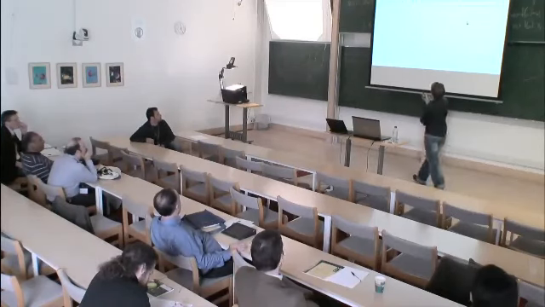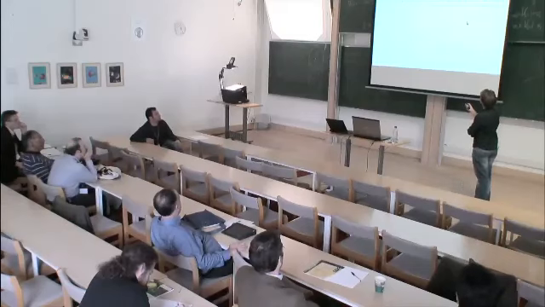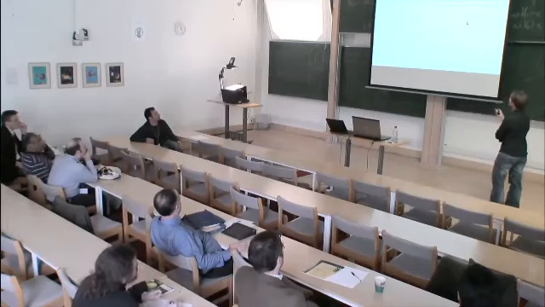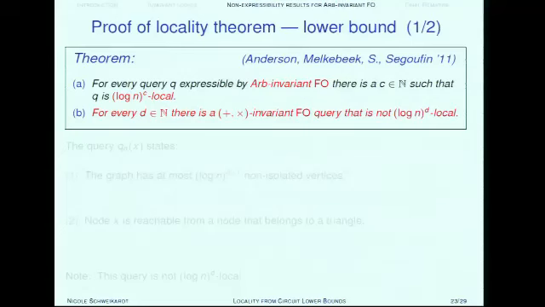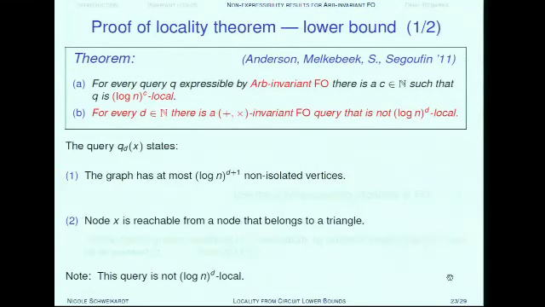Okay, so let me quickly give you an idea of how this upper bound works, or how the lower bound works, showing that for every d there is an invariant formula that's not log n to the d local. So this query states that, first of all, the graph has at most log n to the d plus 1 non-isolated vertices. And the second thing that the query does is it says that node x is reachable from a node that belongs to a triangle.